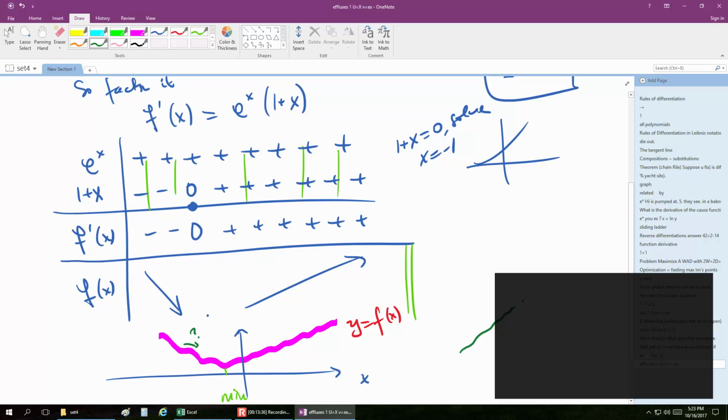I draw only wiggles because we don't know. There might be wiggles. As long as it's decreasing, it could decrease. That's an increasing function on the right, and yet it has this wiggling behavior. Okay, so what do we do about them?